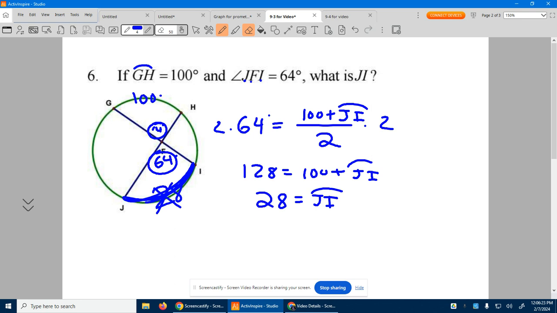That's a formula. The key is you just have to remember the formula. When they intersect inside the circle, it is simply going to be this arc plus this arc divided by 2, giving us these measurements. Same as this arc plus this arc divided by 2 will give us these two measurements.